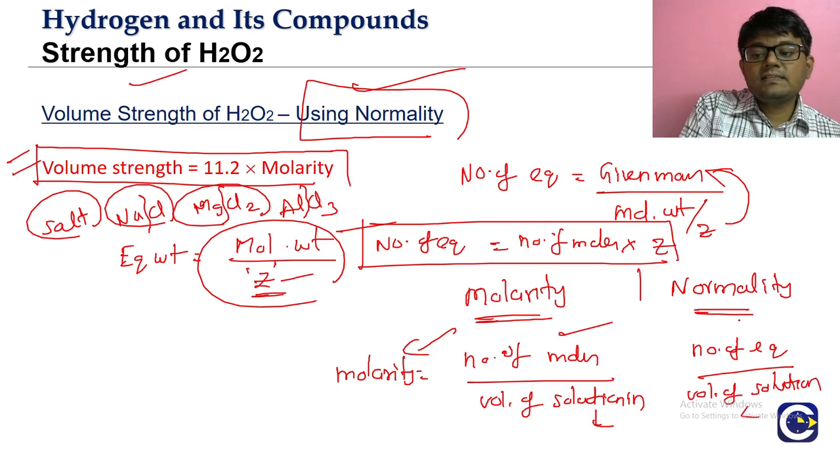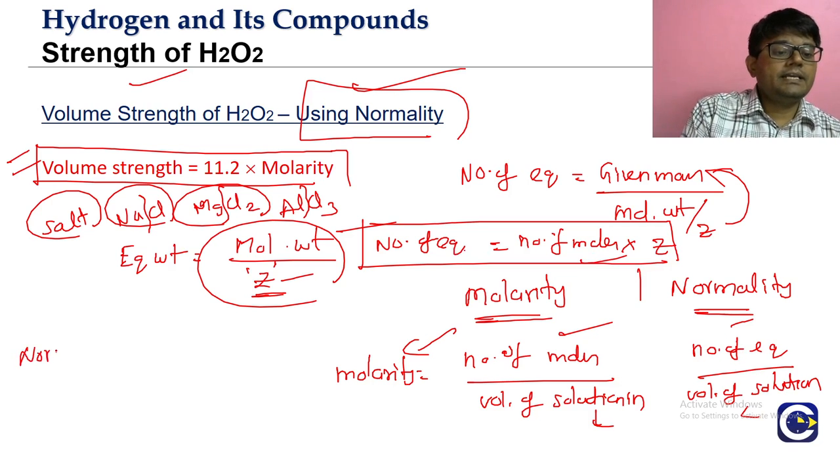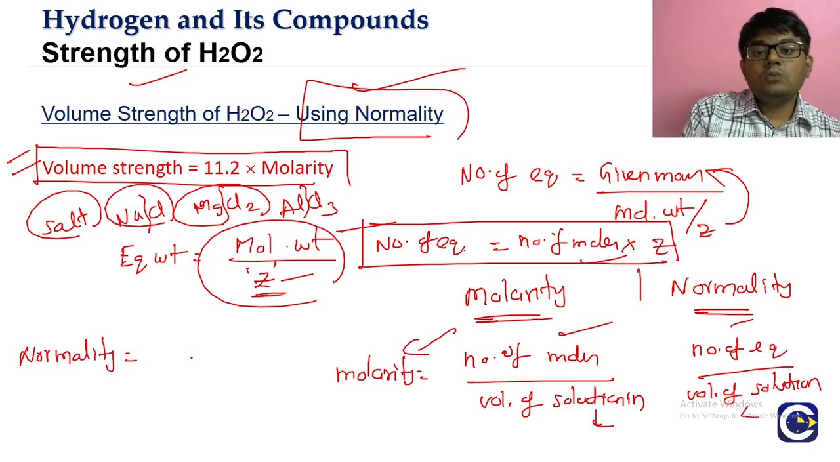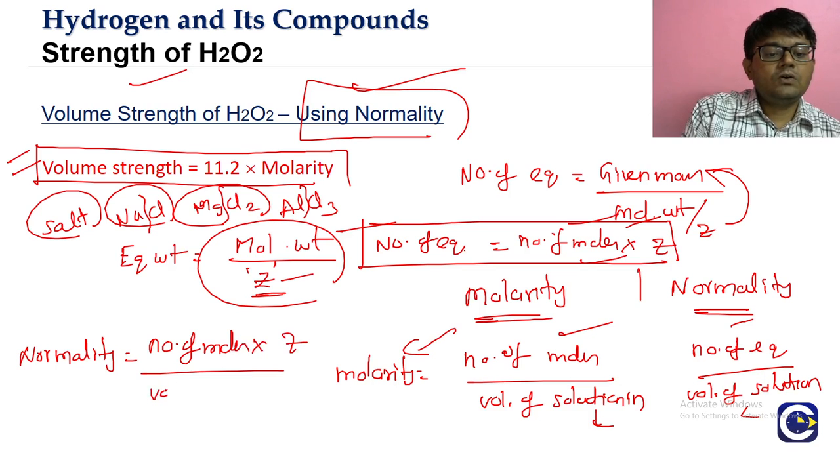Denominator is the same. Difference is coming in the numerator. Okay, look at this. Number of equivalents is number of moles into Z. So look at it, normality, I'll write the relation here. Normality is equal to number of equivalents by volume of solution in liter. In place of number of equivalents, I can write number of moles into Z divided by volume of solution in liter. What is the number of moles of solute by volume of solution in liter? This is molarity, right?